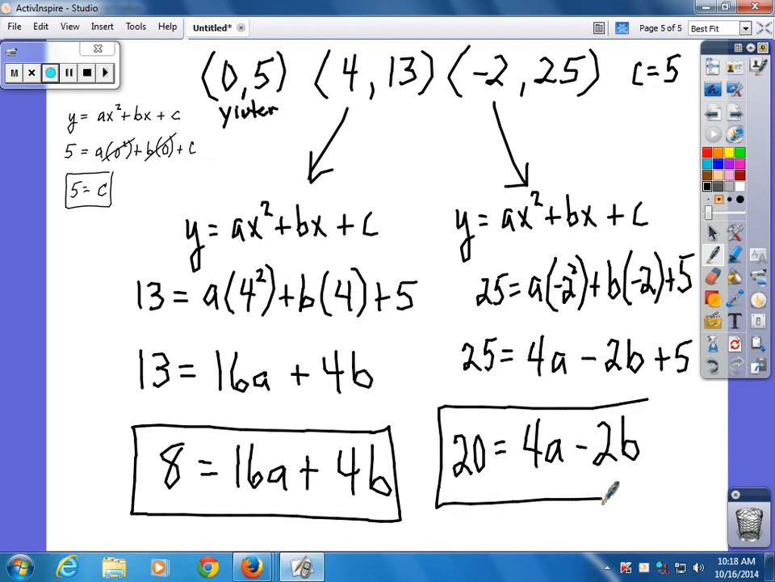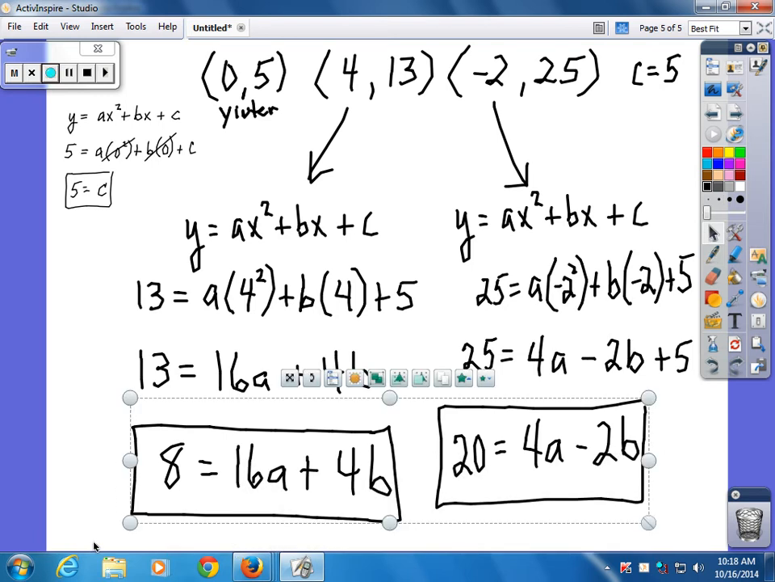And now you have two equations and what? Two unknowns. So now you use solving systems of equations. And I don't care which method you use. You can use graphing, which is, you know, the most unreliable, or you can use substitution and elimination.